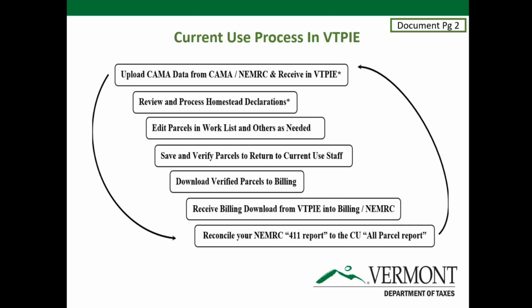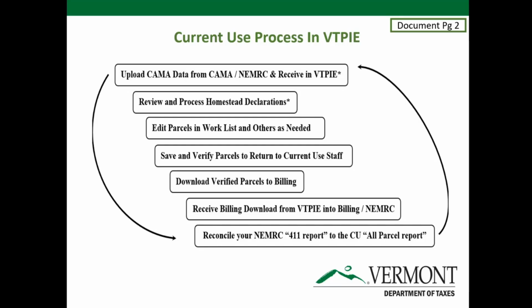We want to make sure that we've processed our homesteads, and then we go into current use, and we're going to edit each one as we've talked about, save and verify. Then we're going to download back to billing to NEMRC so that we make sure that we're getting all exemptions that are in place right now that I've just done.